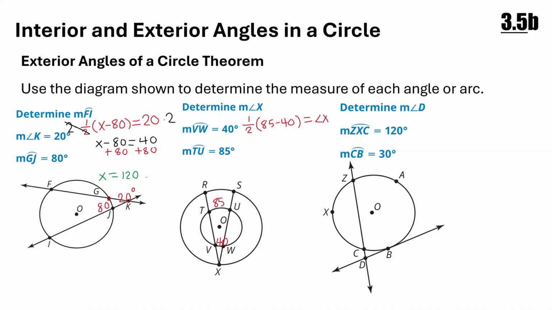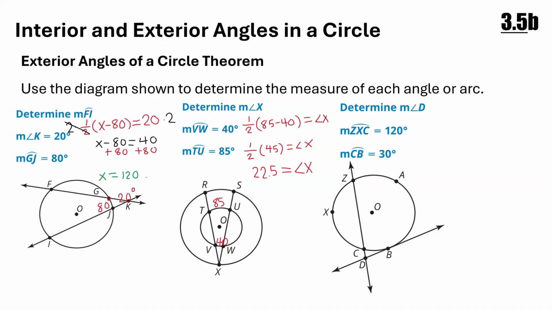To solve for x, start by subtracting 85 minus 40, to get 1/2 of 45 is equal to x. Next, multiply 45 by 1/2, or divide 45 by 2, to get 22.5 equals angle x.